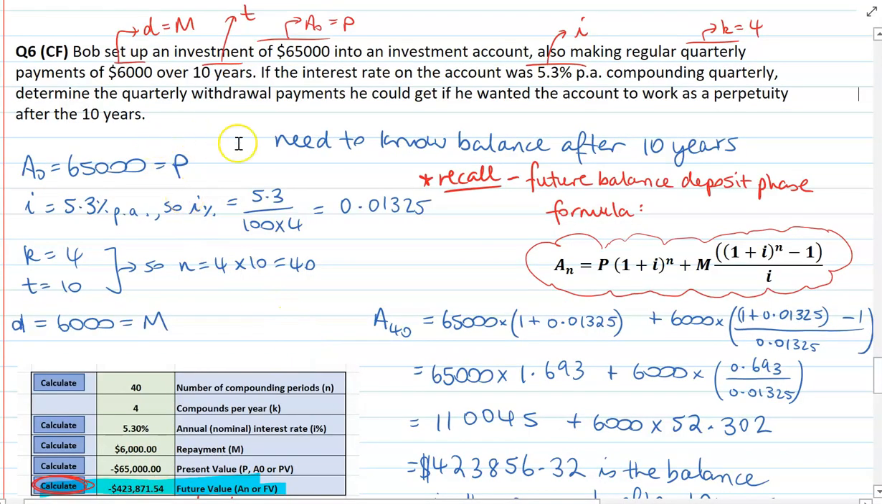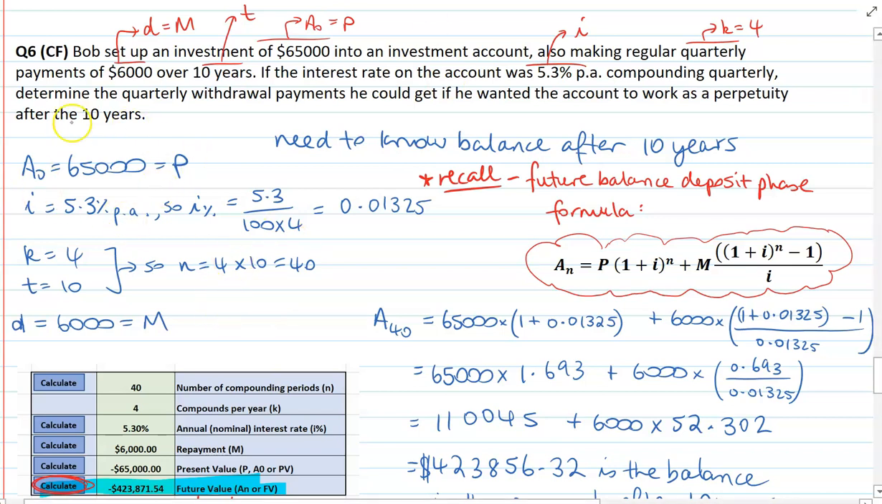Question 6 was similar to question 3 in the example that I gave you. We've got Bob, our friend Bob, who set up an investment of $65,000. He builds that investment up over 10 years by making regular quarterly payments of $6,000. If the interest rate on the account was 5.3% per annum compounding quarterly, we have to figure out the quarterly withdrawal payments he could get if he wanted the account to work as a perpetuity after the 10 years.